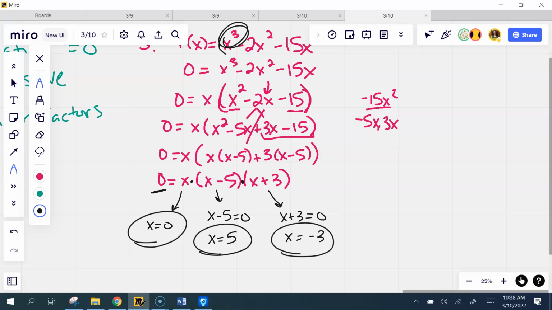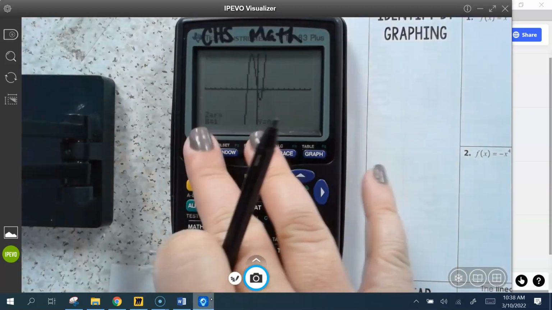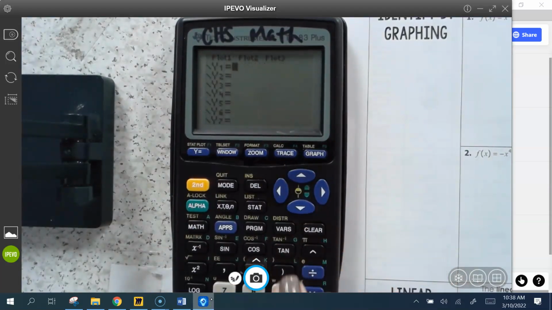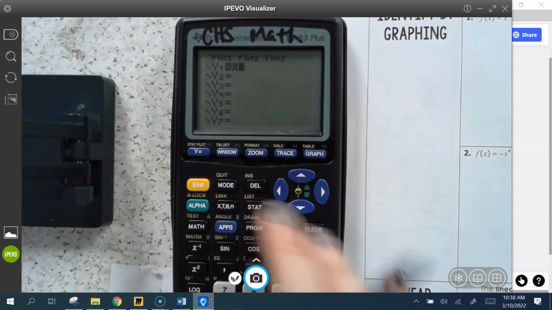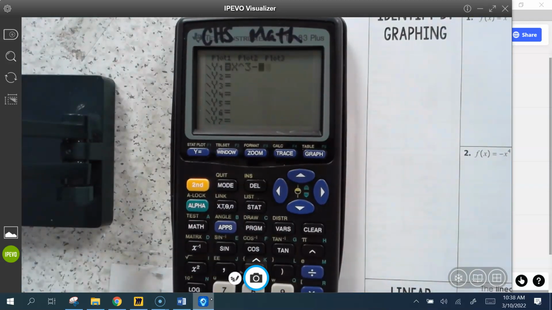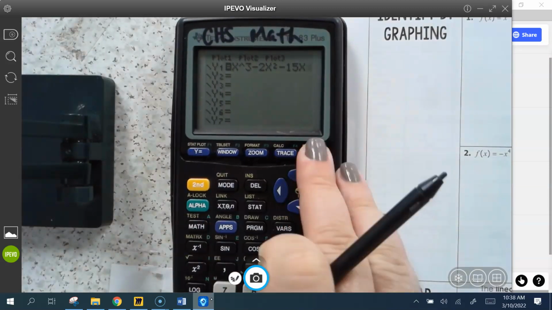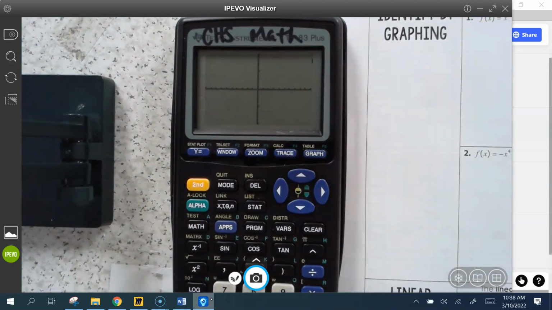If I graph this, so let me just do it. X to the third minus 2x squared minus 15x. Well, would you look at that? It does appear to be crossing.